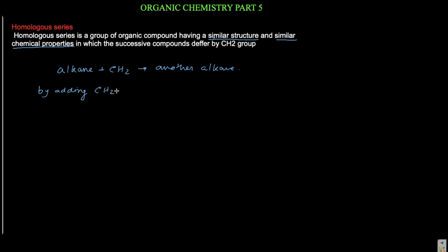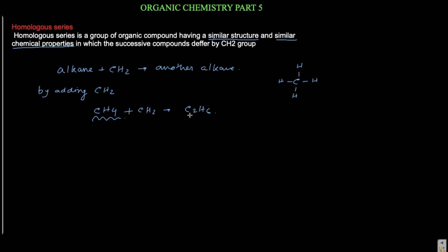Let us take CH4, which is nothing but methane. You add CH2, it becomes C2H6. So what is the structure of CH4? The carbon is surrounded by single bonds, that is, the carbon and 4 hydrogens are present as its neighboring atoms. This is the structure of methane.